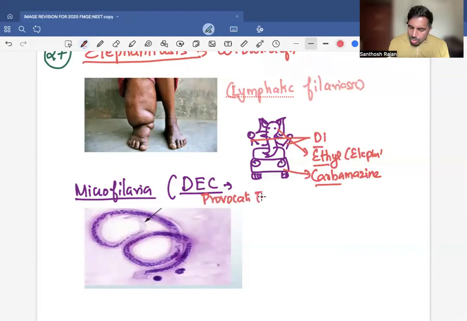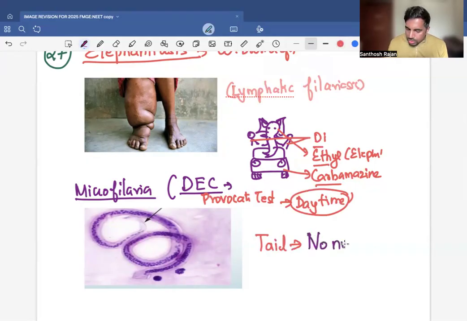That's the test. So when you do the diethylcarbamazine provocative test, your microfilaria will come in the daytime. Nighttime will come into daytime. Then you will look for this microfilaria. The main thing to remember is that in the tail of the microfilaria there is no nucleus. That's very important. You see here, I don't see any nucleus at the tail end.